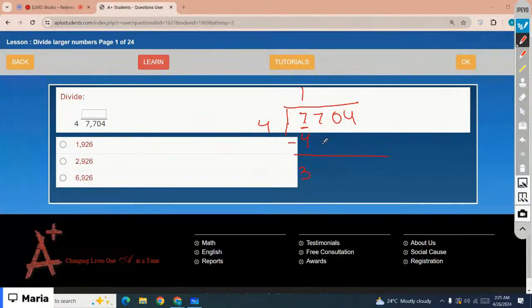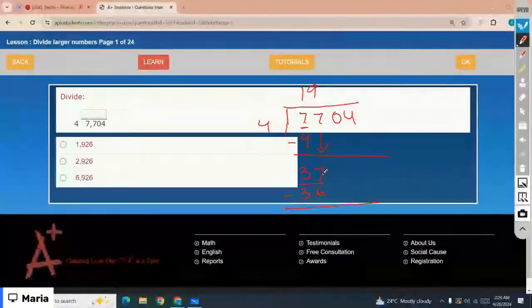7. You need to count the table of 4 until 37 or the number that is less than 37, right? 4 times 9 is 36. You can go for 4 times 9, 36. Now again subtract. 37 minus 36 is 1.